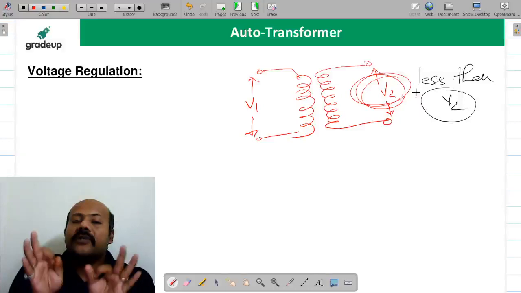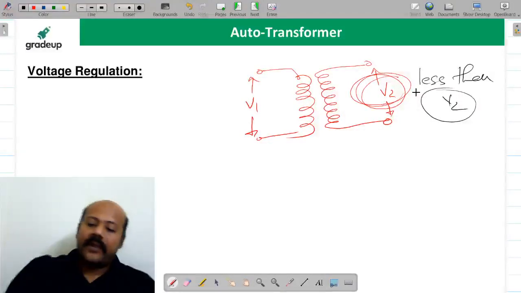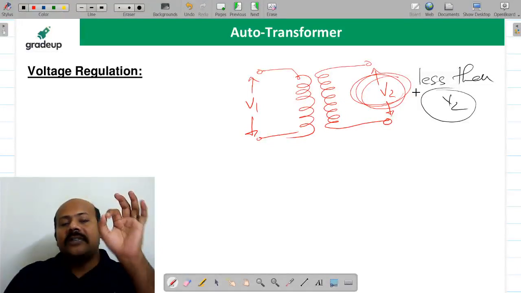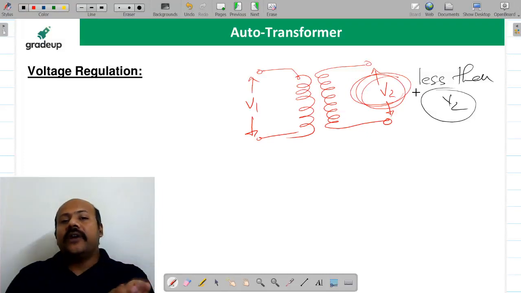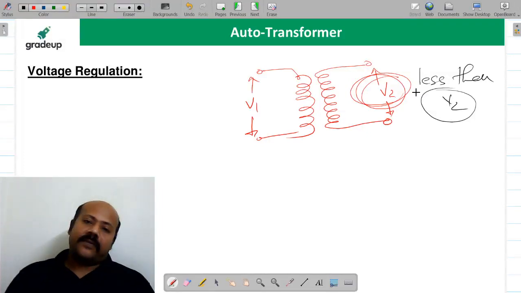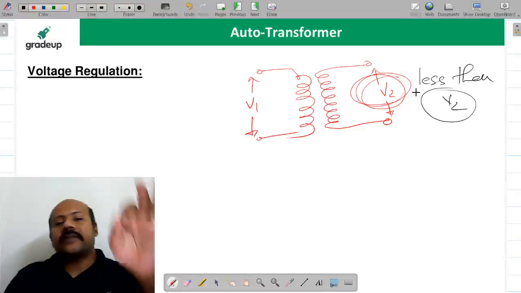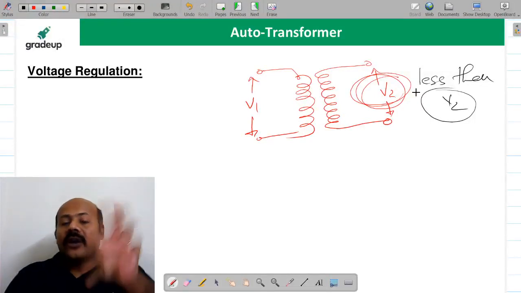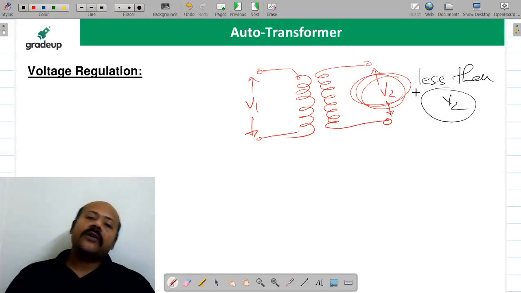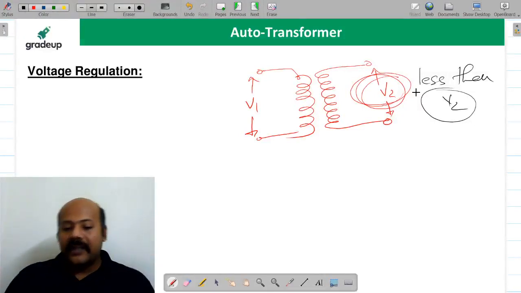Voltage regulation is going to give you the worst case voltage drop at the secondary terminal. Let me put it in a very short and direct statement: voltage regulation is going to give you the worst case, for a given load, the worst case voltage drop at the secondary terminal. So that if your consumer is not getting the required voltage, he is not going to complain and give that transformer back to you. I hope you are getting this idea.